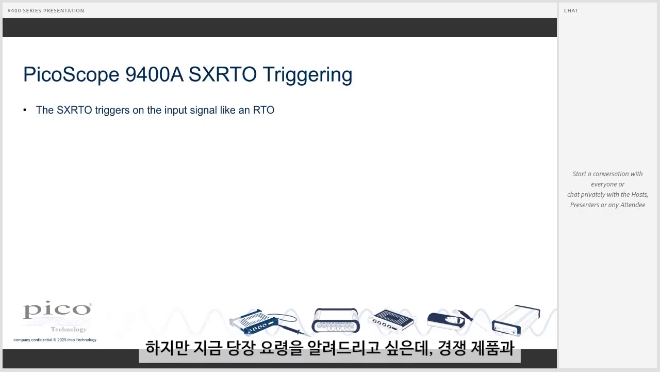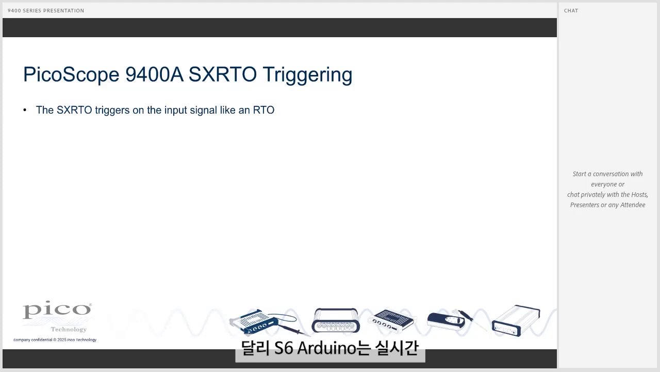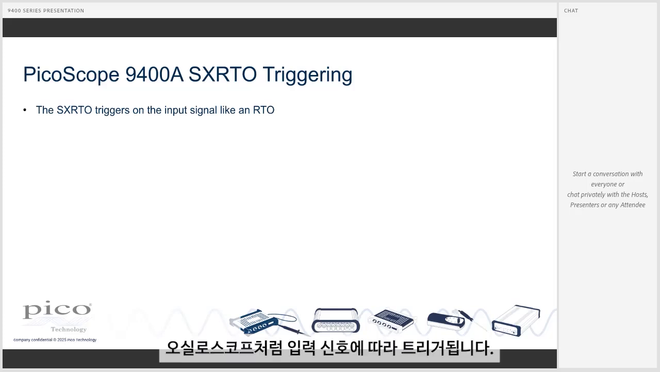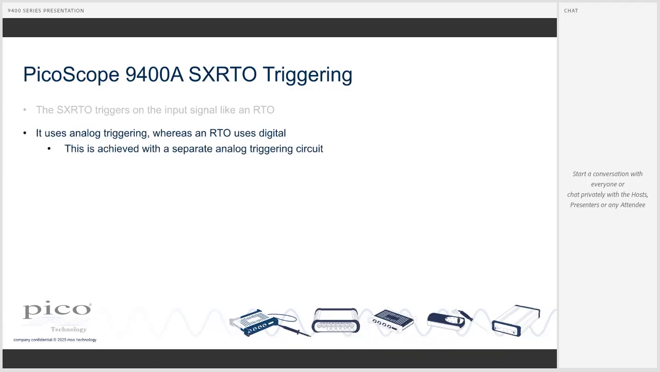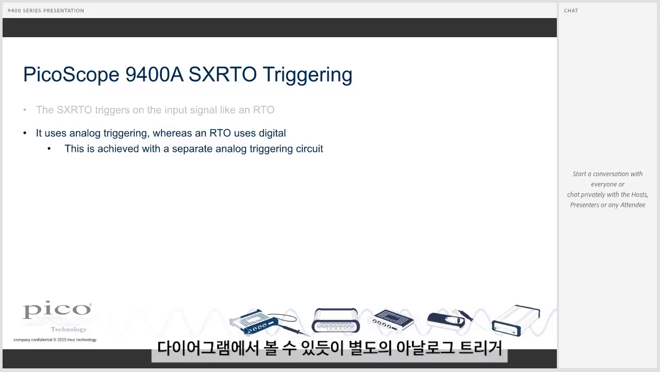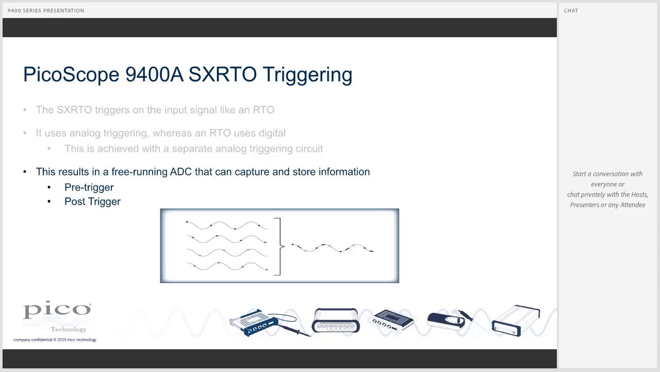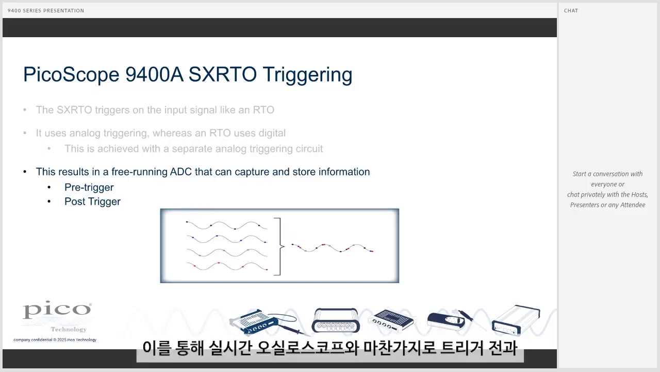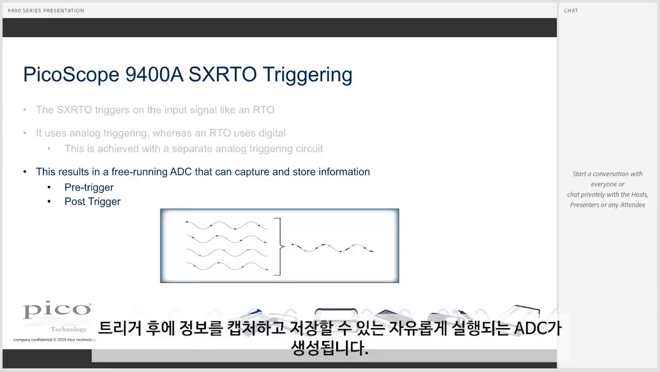I'd just like to cover triggering now, because this comes up with the competition. The SXRTO does trigger on the input signal like a real-time oscilloscope. The difference is it uses analog triggering, whereas a real-time oscilloscope uses digital triggering. As you will see in the diagram I'm going to show, it will have a separate analog triggering circuit. This will result in a free-running ADC that can capture and store information, pre-trigger and post-trigger, exactly like a real-time oscilloscope does.